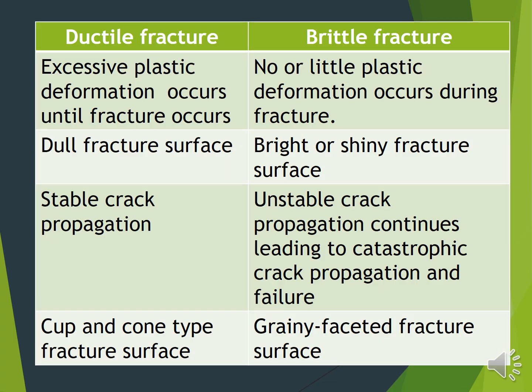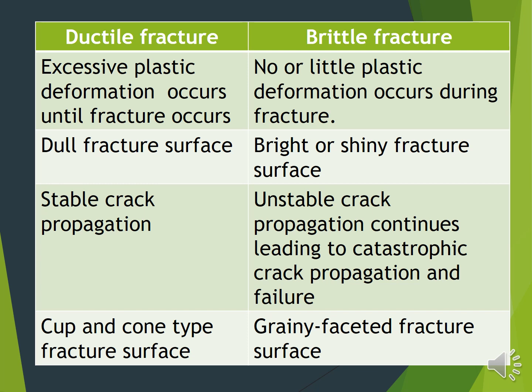Let us see, in short, the differences between ductile fracture and brittle fracture. In ductile fracture, there is excessive plasticity. In brittle fracture, there is no permanent deformation, or little plastic nature. Excessive plastic deformation occurs until the fracture occurs in ductile fracture. The second basic difference is that we have a dull fracture surface in ductile fracture, but in brittle fracture, bright and shiny fracture surfaces are found.